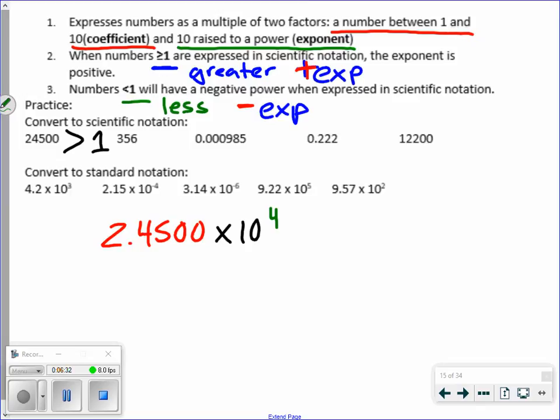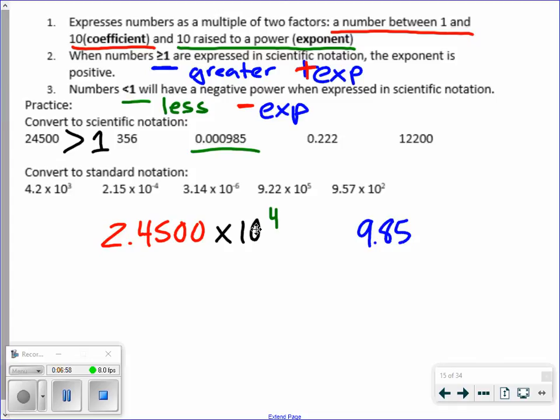Standard means no times 10, okay? So, let's do this one, alright? So, 0.00985. Kylie, where do you want to put the decimal? After the 9, alright, so 9.85, there's no zeros after that, okay? I don't have to put the zeros in the front, they're going to go away anyway.